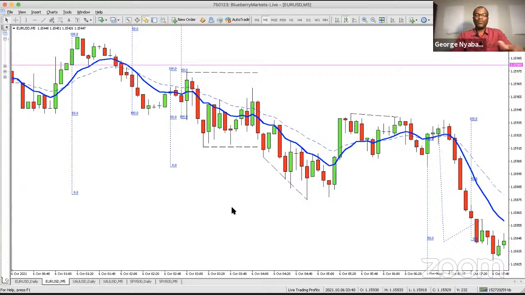But remember, we've got three markets that we look at, okay? So you won't be staring just at the euro. You could have looked at gold or looked at the S&P 500, which we'll jump into. But let's see what else is unfolding on the day.